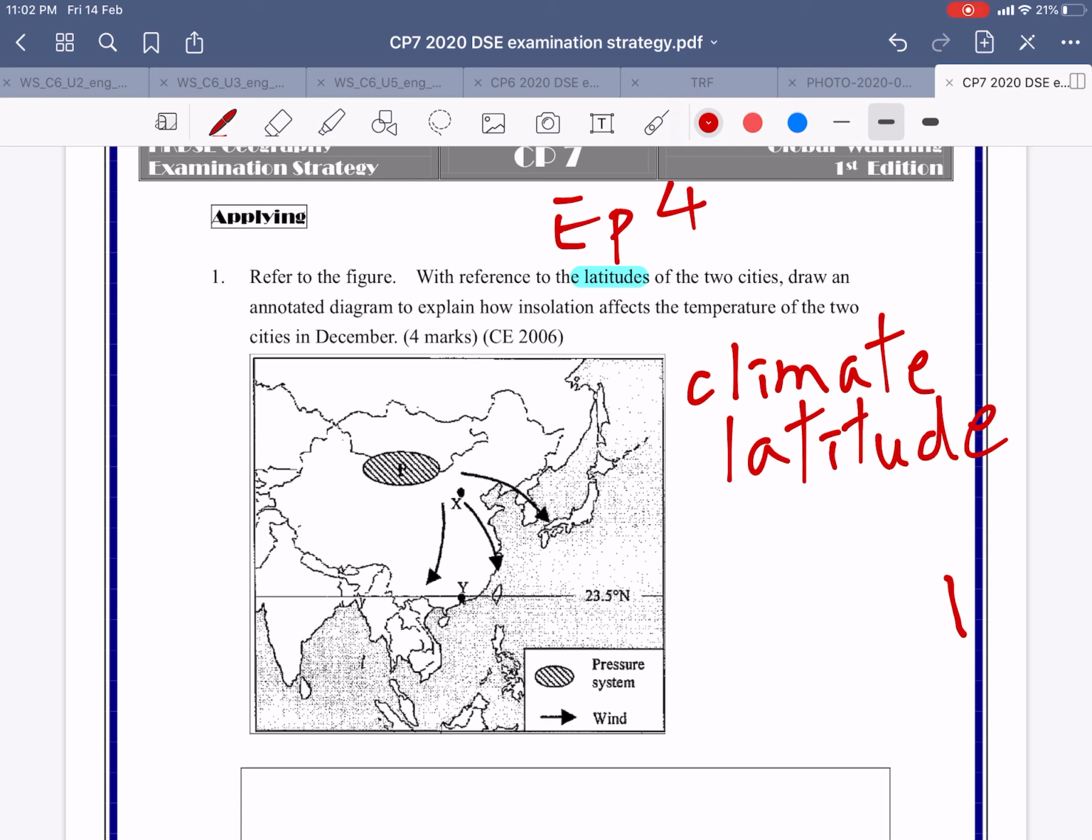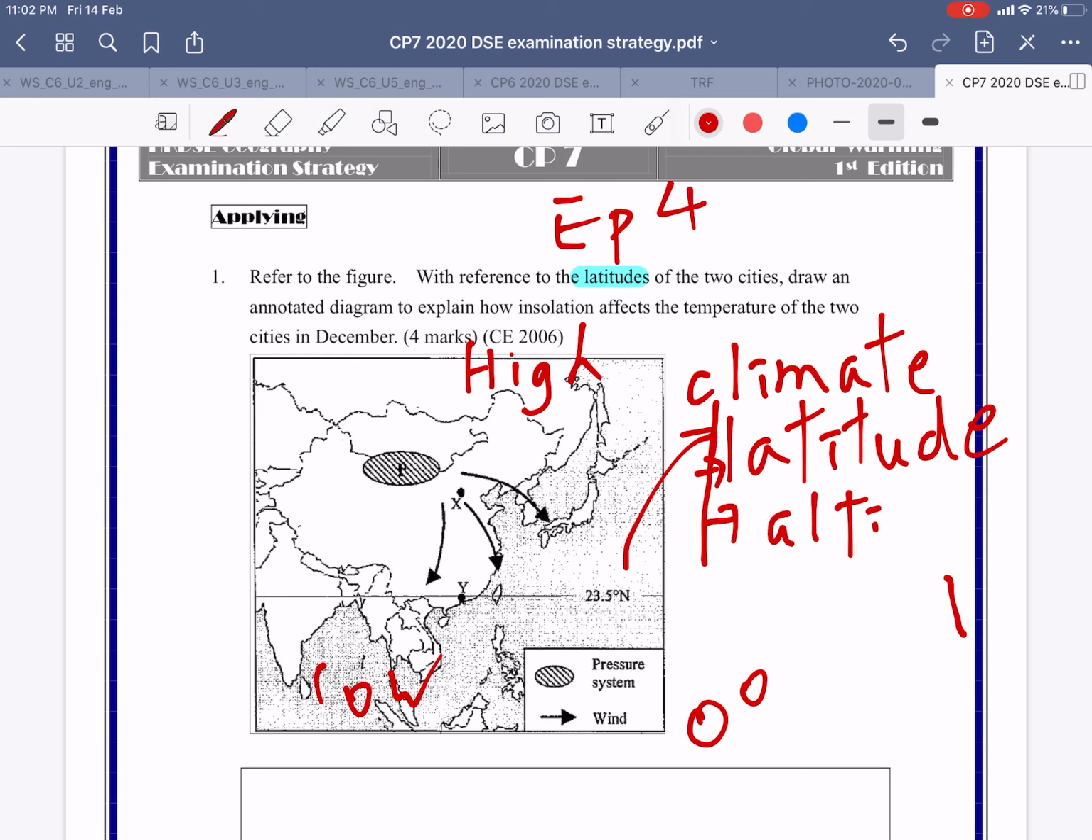What is latitude? Whether it's north or south of the equator, and whether it is high or low latitude. Bear in mind, right here should be high latitude. Right here, at 0 degrees, this is low latitude. Another factor which may affect the climate will be the altitude. Altitude actually just means the height, the height of the place.